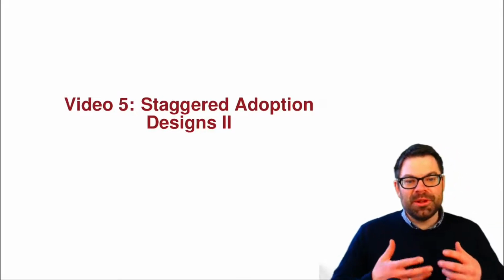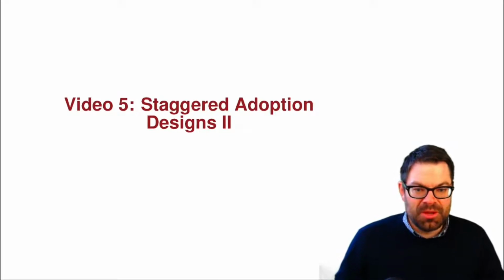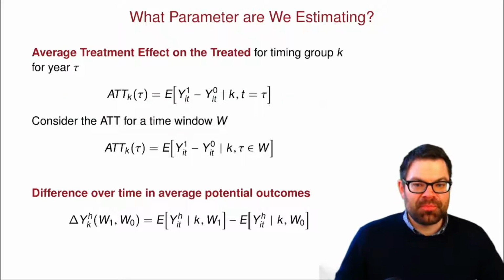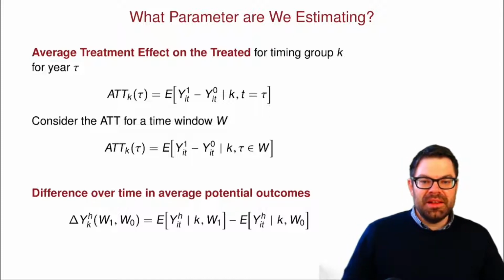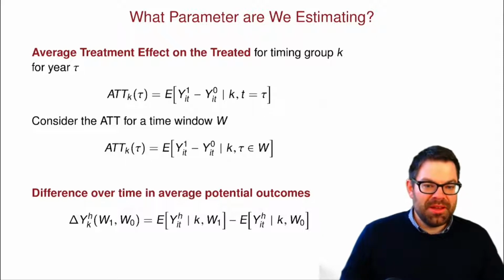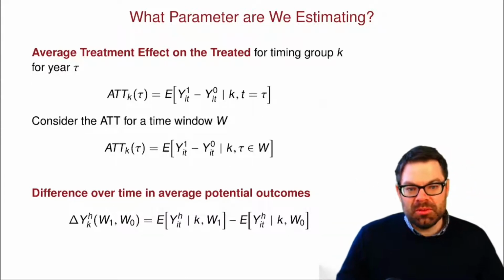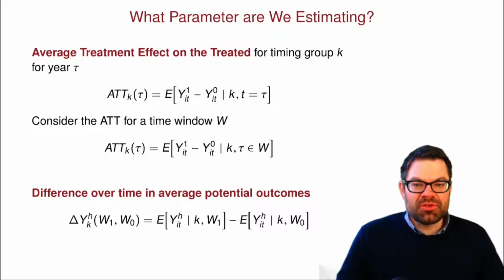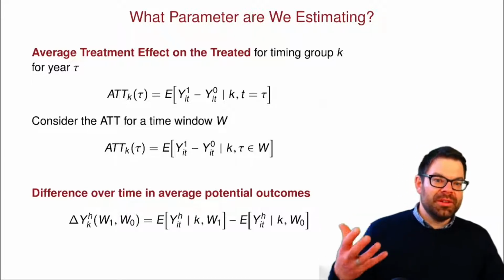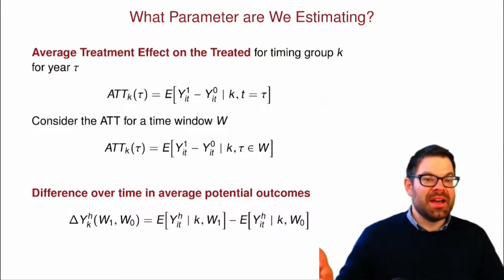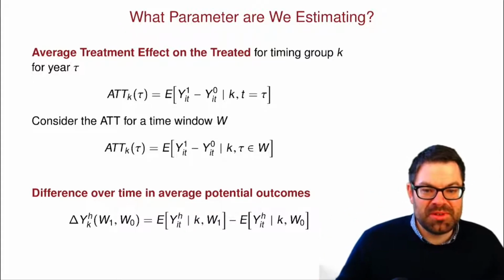And then we can think about under what conditions the two of them coincide and when they do not coincide. In order to do that, let's first look at different parameters that we might be interested in, or that form building blocks at least of parameters that we are interested in or that we can identify. So let's start with the average treatment effect on the treated for a timing group K. So timing group K is all the units that are treated at the same time. That's what we refer to as a timing group.